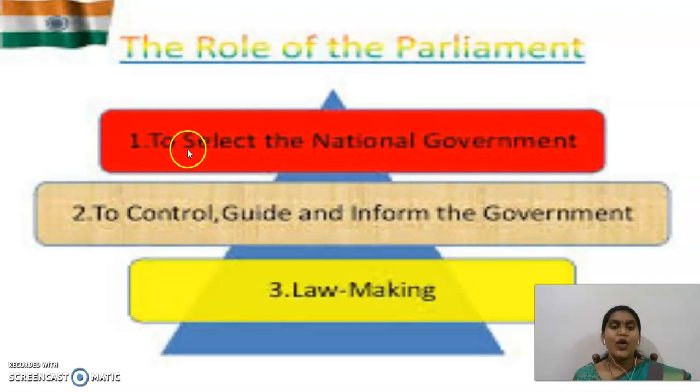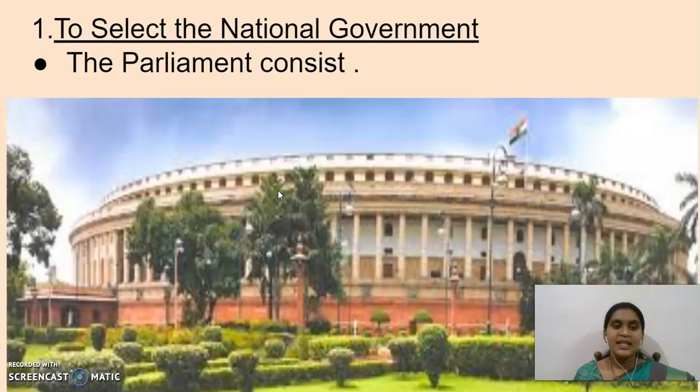So in detail we are going to see about the role of the parliament. In the last class only I have given you some hints. One is to select the national government, the second is to control, guide and inform the government, and the third is lawmaking. Let us see in detail about all the three points. See here, children, to select the national government.